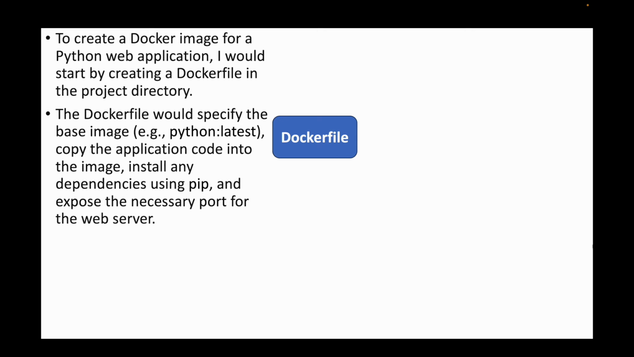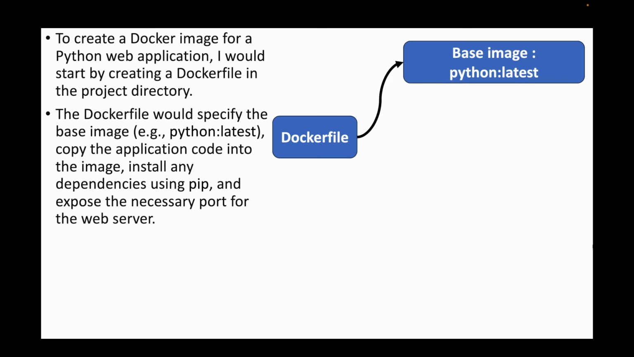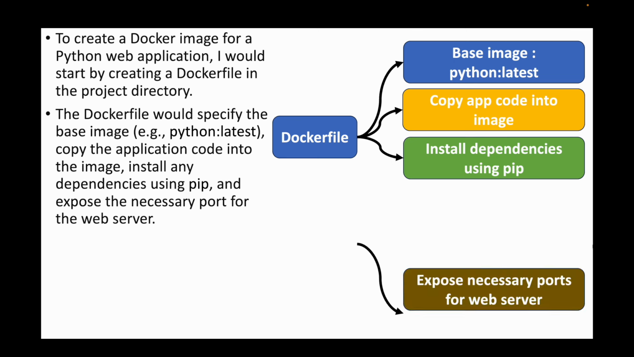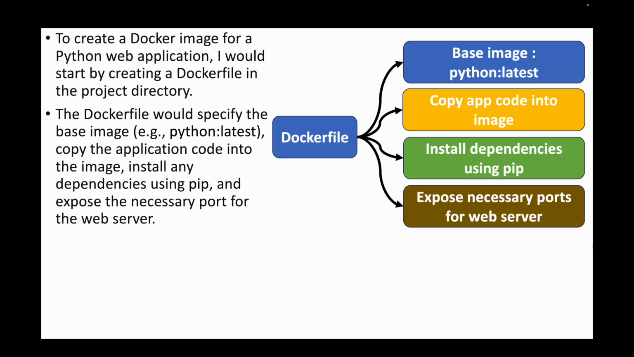So when we talk about creating a Docker image for a Python application, we will need to first create a file with the name Dockerfile in your project directory. This Dockerfile will have all the instructions needed for running the Python web application. It will contain the base image, let's say Python, the latest version, copying all the application code into the image, installing all the dependencies using pip, and exposing all the necessary ports for the web server.